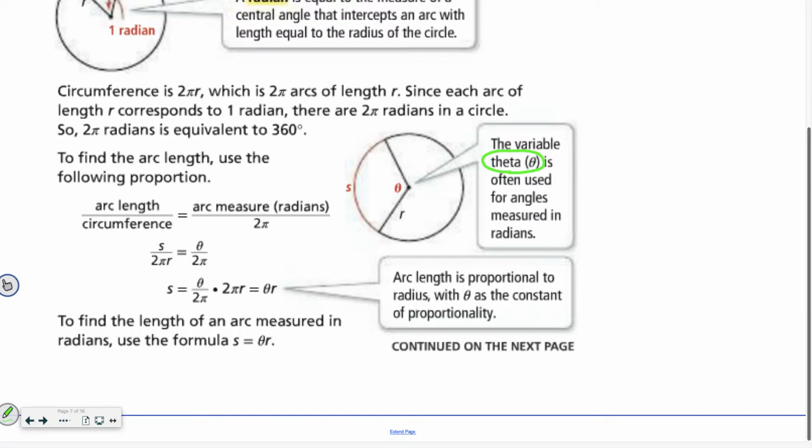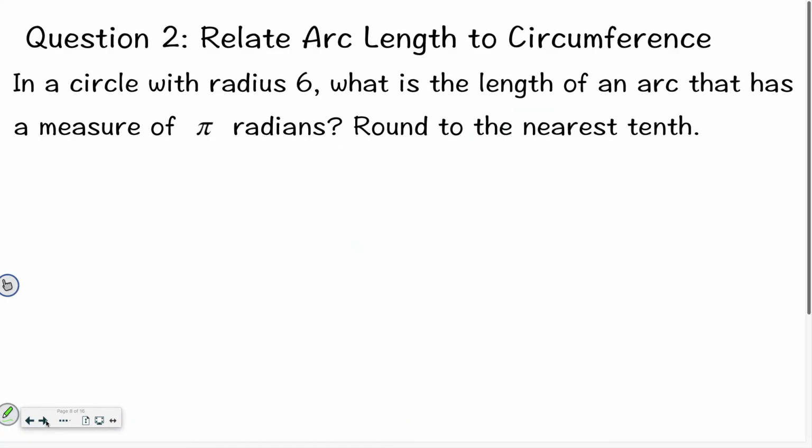Okay? The last thing you need to know is to find the arc length. You do theta, which remember that's our central angle, times the radius, okay? So you need to memorize the arc length for radians is theta times radius. Now, in this question, I'm going to actually just do this one for you guys, and then I'm going to have you solve one later on, okay? So in a circle with radius 6, what is the length of the arc? So I want to know what is the length of the arc that has a measure of pi radians.